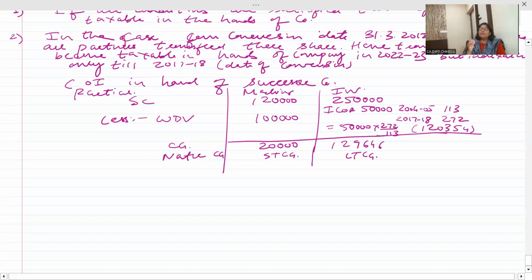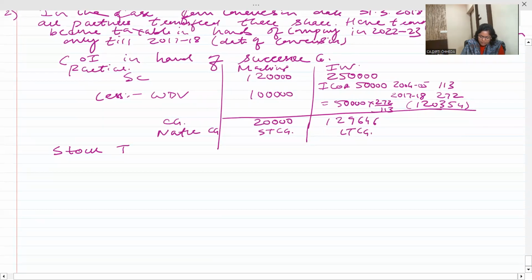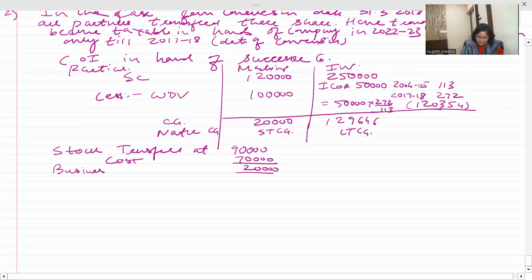Same problem we did for private company to LLP. Now we are doing partnership firm to private company. If the rules have been violated, it will be taxable. Note we should write here, no? Within 5 years they have transferred, no? Check the date. That's why I've taken it as taxable. Yes, for stock you can write a note. Stock transferred at 90,000. Cost of stock is 70,000. 20,000 is taxable as business income for partnership.